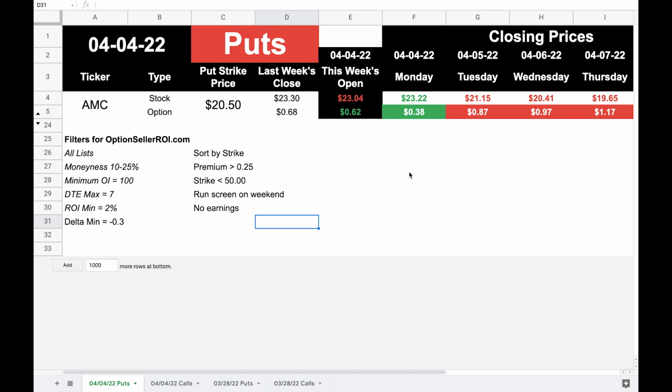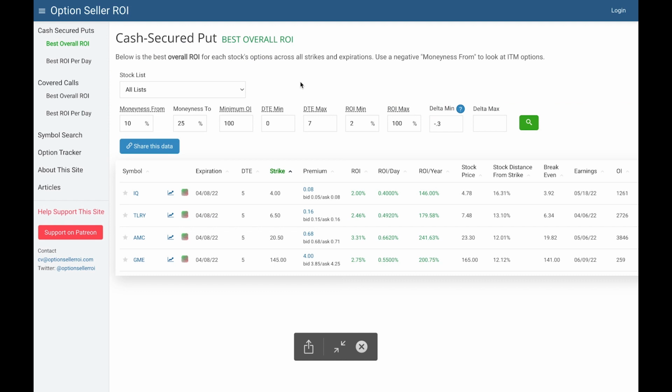So let's start with a put list, and I took a screenshot of what that list looked like from last week. Here's that screenshot after entering in all my filters. So I'm looking at all of the lists. My moneyness goes from 10% to 25%. I left this as the default open interest of 100, and my DTE min is 0 to 7 because I'm looking only for the weekly play. 2% ROI, and then my delta minimum filter is negative 0.3 because I'm looking for approximately a 70% chance of profit on these short puts.